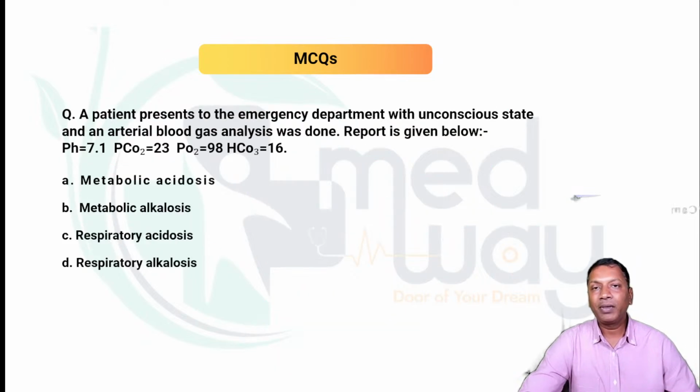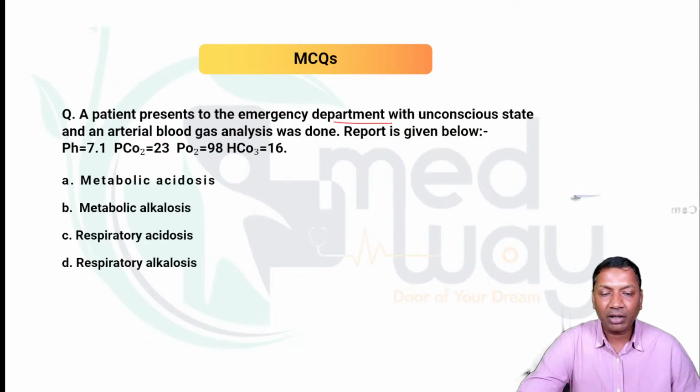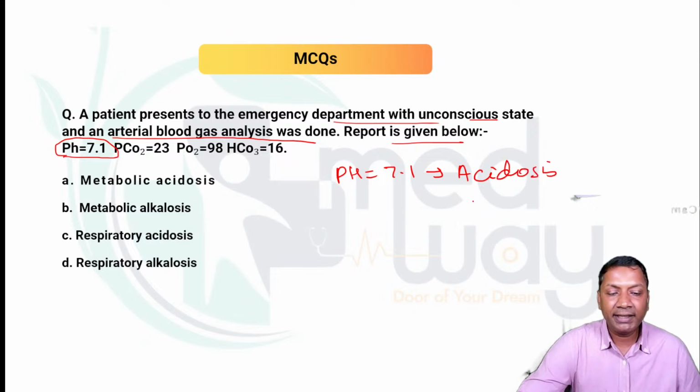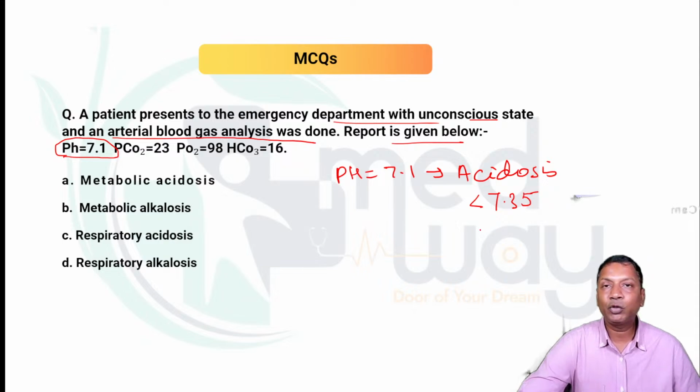Then the next question is, a patient presented to the emergency department in an unconscious state and an arterial blood gas analysis was done. The report is given below. The pH is 7.1. So what is this pH showing? It is showing acidosis. Why? Because you know very well that when the pH is less than 7.35, it shows acidosis. Since the pH is 7.1, it is called acidosis.